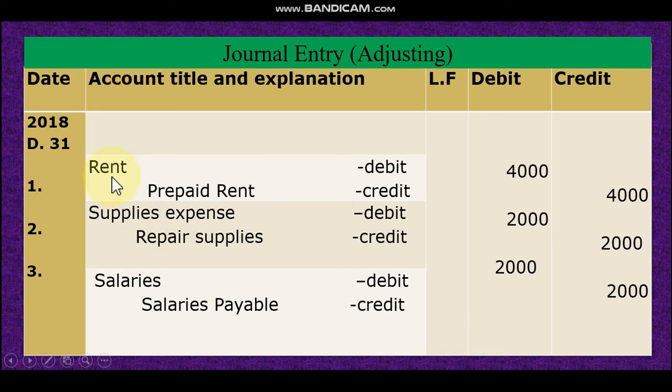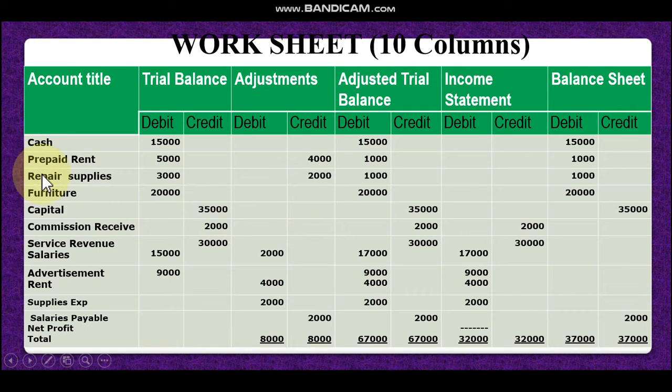Dear student, so at first we copied the trial balance, then we have to post the adjustment items. Look at adjustment, we have rent. Rent is 4,000 and prepaid rent 4,000. That means rent account debit and prepaid rent account credit. Look at, this is the adjustment column. That means all adjustments we have to post here. Rent account debit, prepaid rent credit.